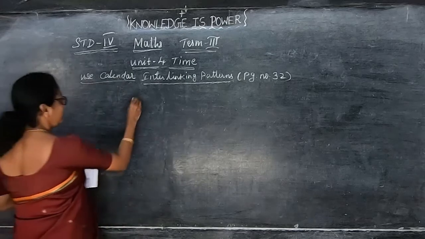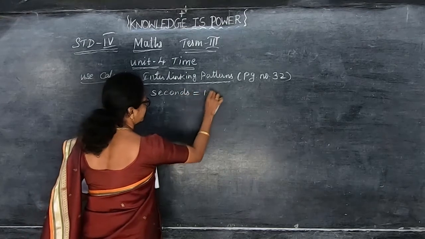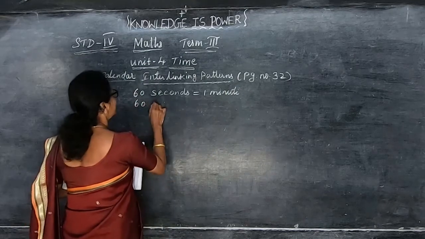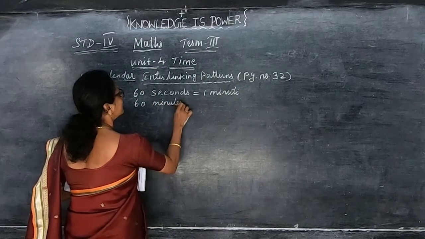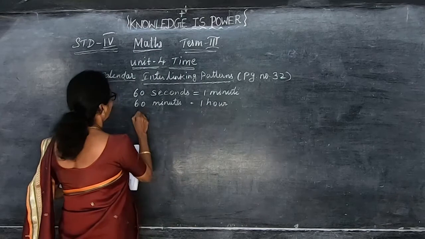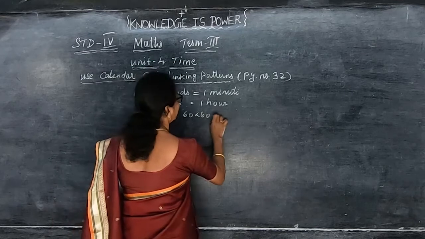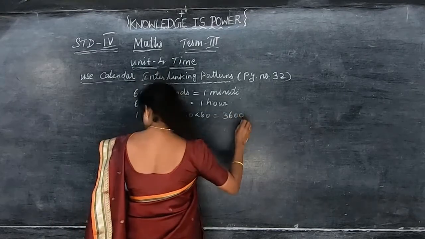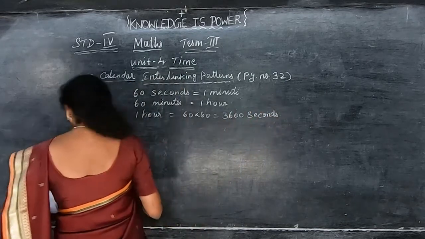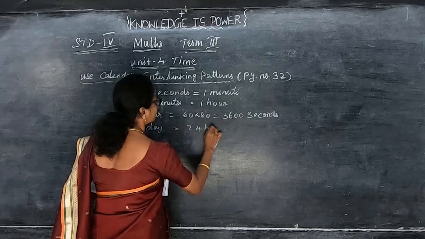So I already told you, 60 seconds in the clock we can say is 1 minute. Okay, then 60 minutes is equal to 1 hour. Then 1 hour, I already taught you, but once again I'll teach you this. 60 into 60 gives you 3600 seconds. Then 1 day is equal to 24 hours. So this we already know.